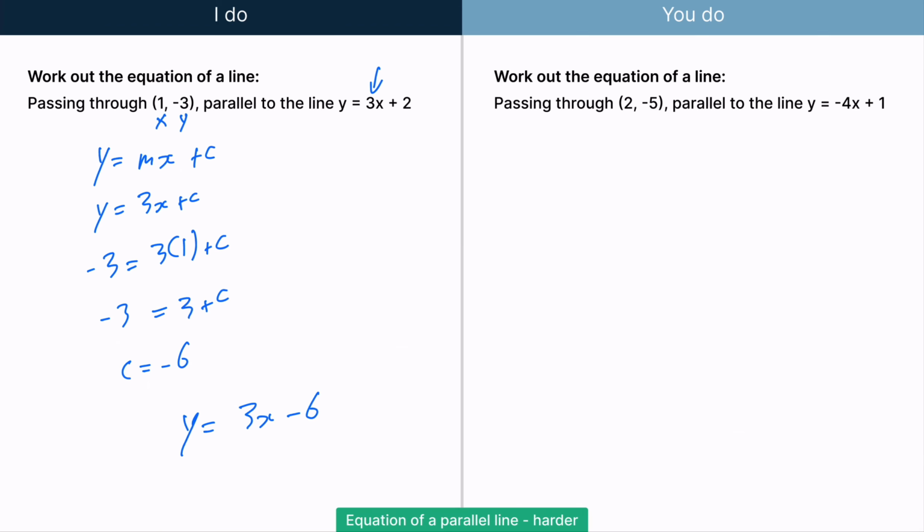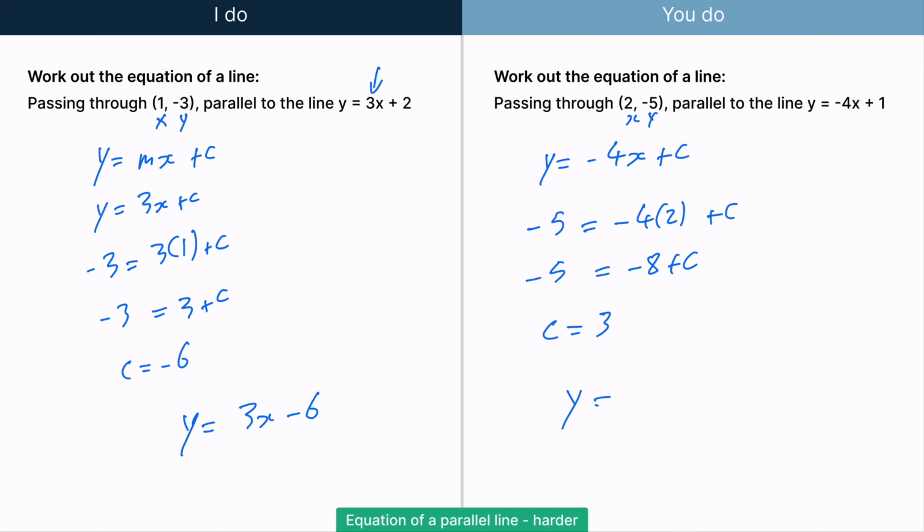And again, hopefully you've pressed pause here and had a go. So this time the gradient is negative 4. If I substitute the points in for x and y, that'll be minus 5 is equal to minus 4 times 2 plus c, which is minus 5 is equal to minus 8 plus c. If I add 8 on each side, that gives me a 3. So y is equal to minus 4x plus 3 is your final answer there.